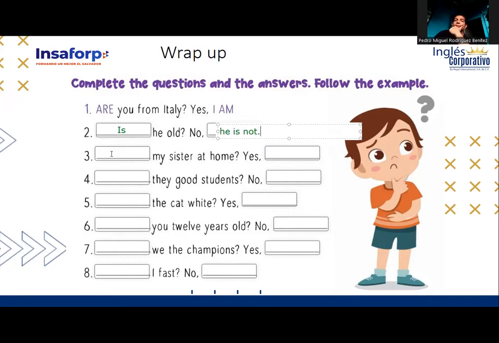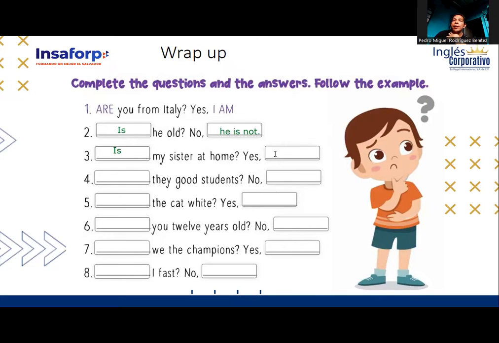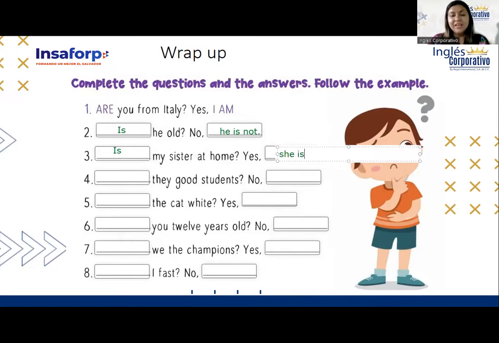Okay. Number three. Is my sister at home? Estas son preguntas. ¿Cómo sería aquí entonces? Is my sister. Exactly. Is my sister at home? Yes, she is. Okay, number four.